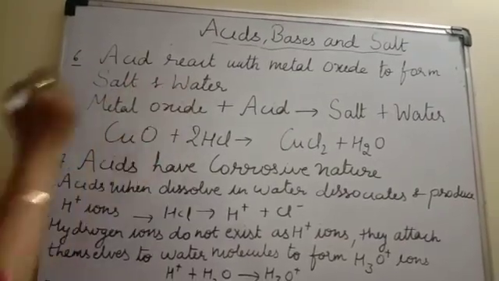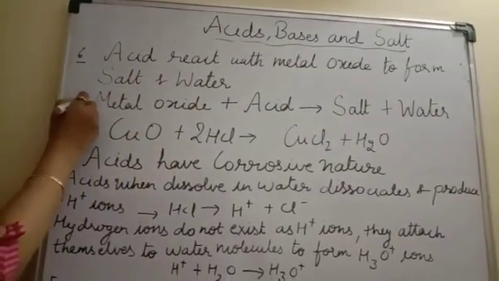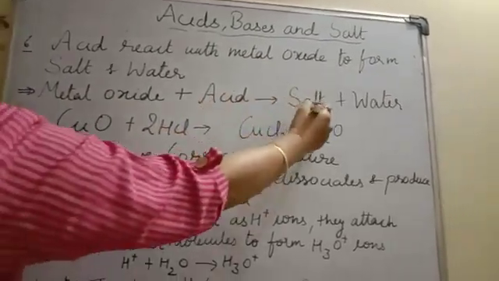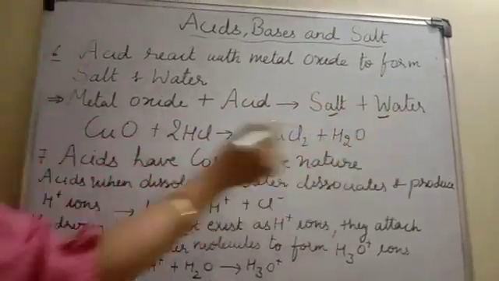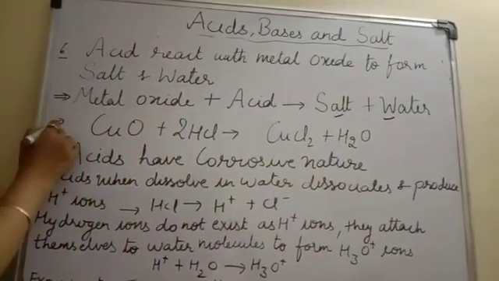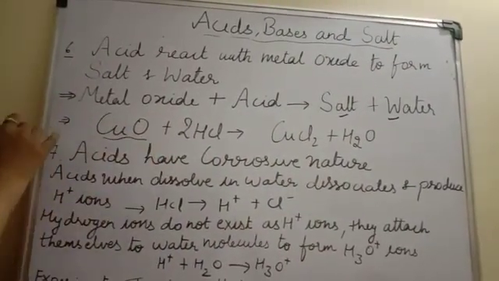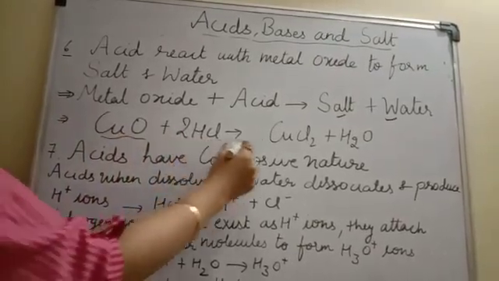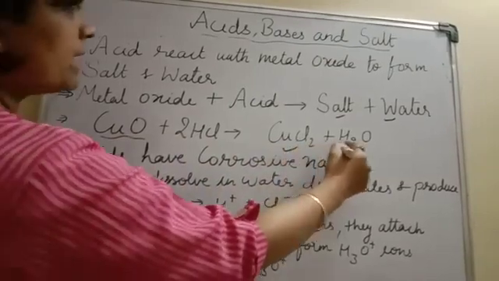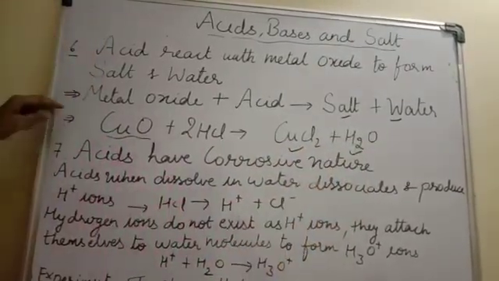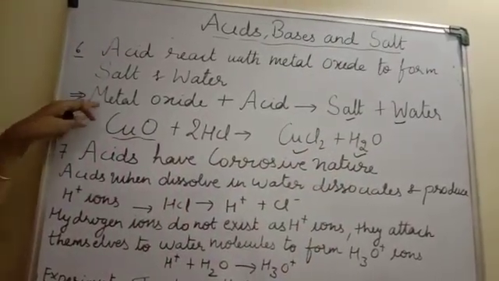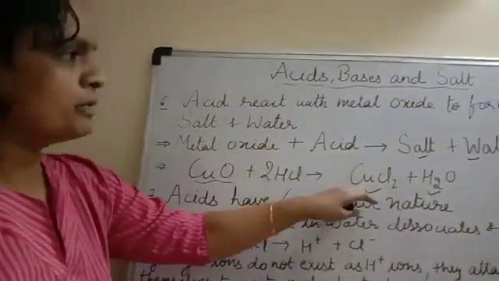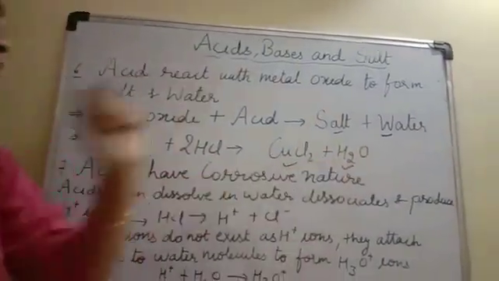and water. Now you can see in the example, if some metal oxide reacts with acid, it will form salt and water. For example, if we react copper oxide with hydrochloric acid, it will form copper chloride plus water. When a metal oxide reacts with acid, it will form the salt copper chloride and water, H2O.